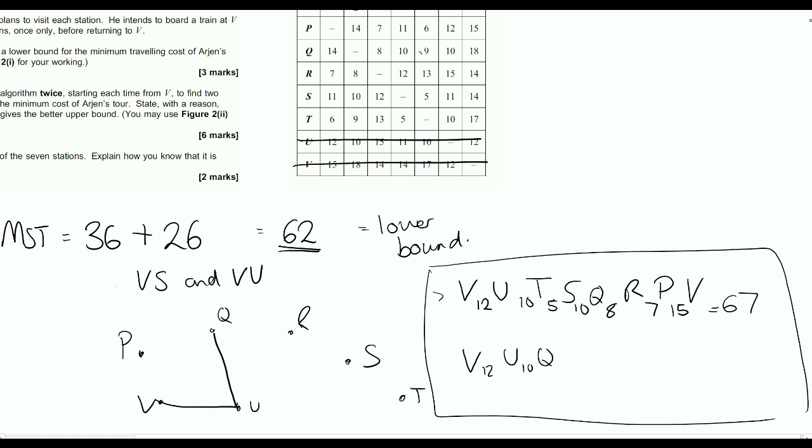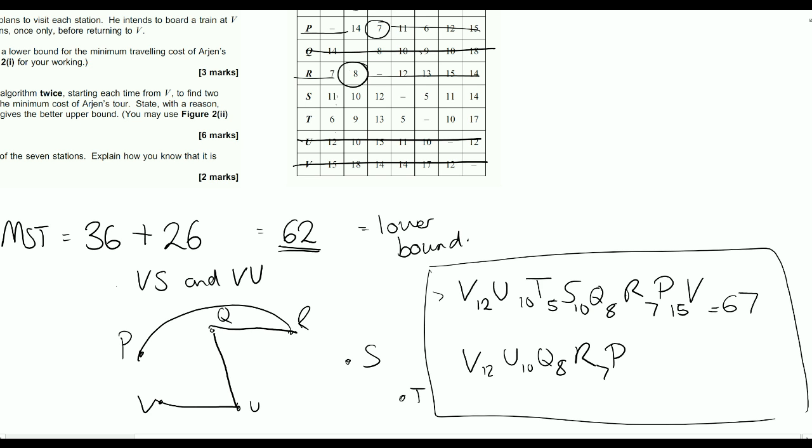I want to go anywhere I haven't been yet. So I'm going to go to R for 8, because Q to R at 8 is the shortest route from there. So I've now been to Q as well. I'm now at R. So I'm going to go R to P for 7. Now I've been to P. I've been to R. And I'm at P.